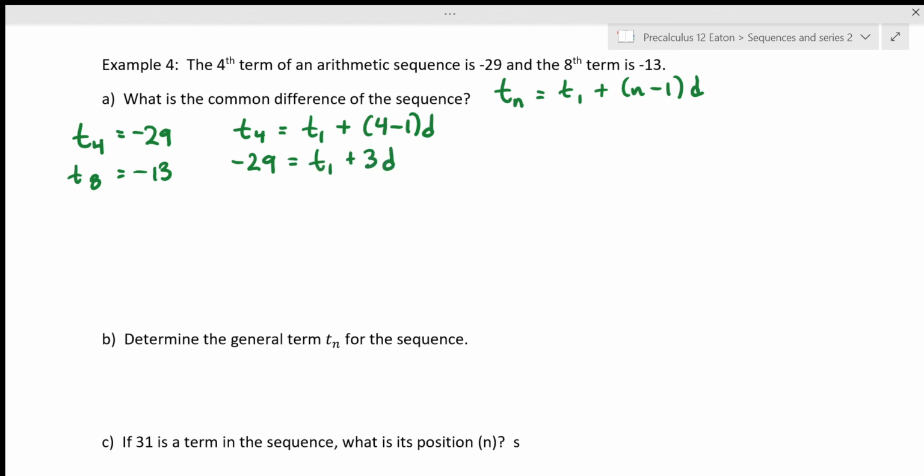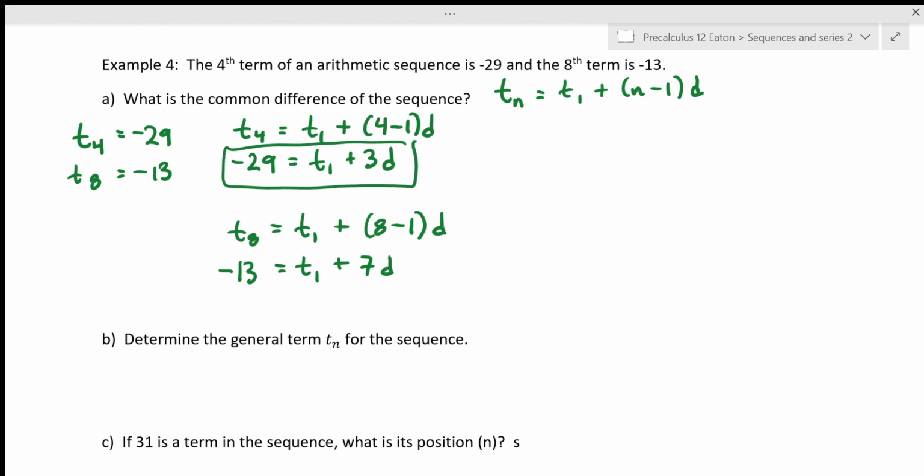Now I'm going to do the same thing for T8. So the eighth term is T sub 1 plus 8 minus 1 times D, so 1 less than the eighth term times the common difference. I'm going to replace T8 with negative 13, so I get negative 13 is T1 plus 7D. So now I'm left with 2 equations with 2 variables.